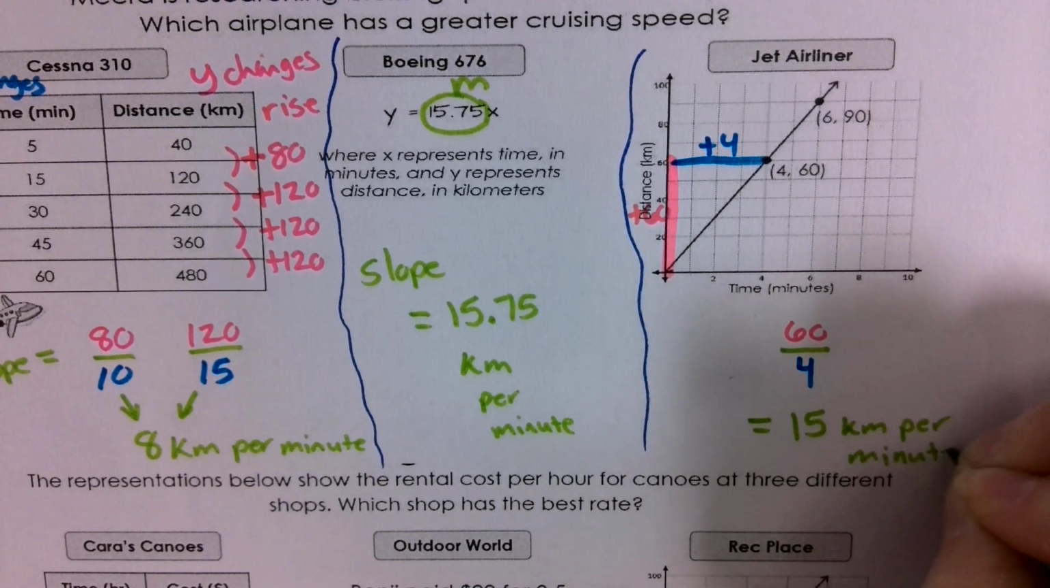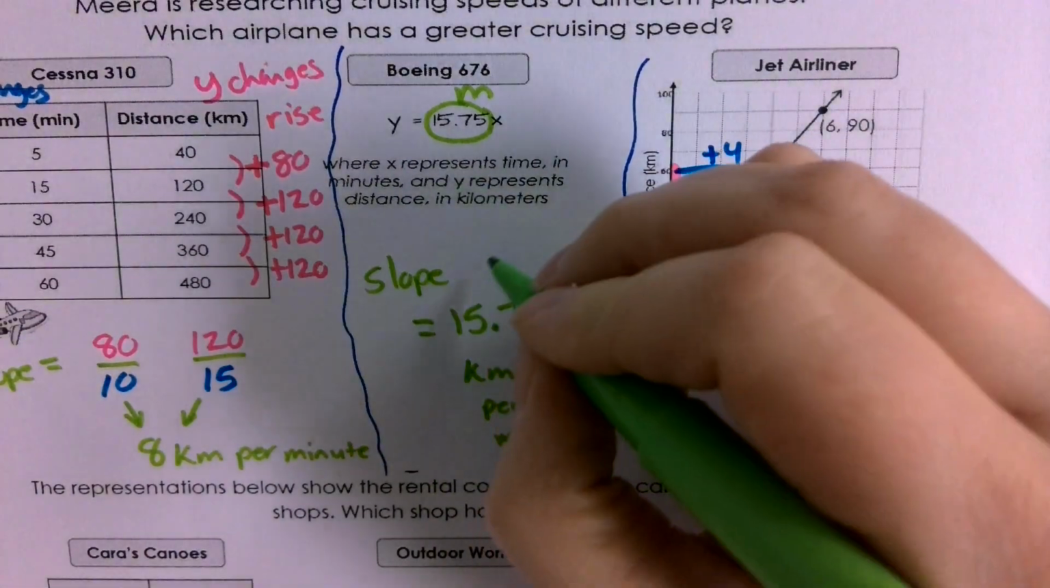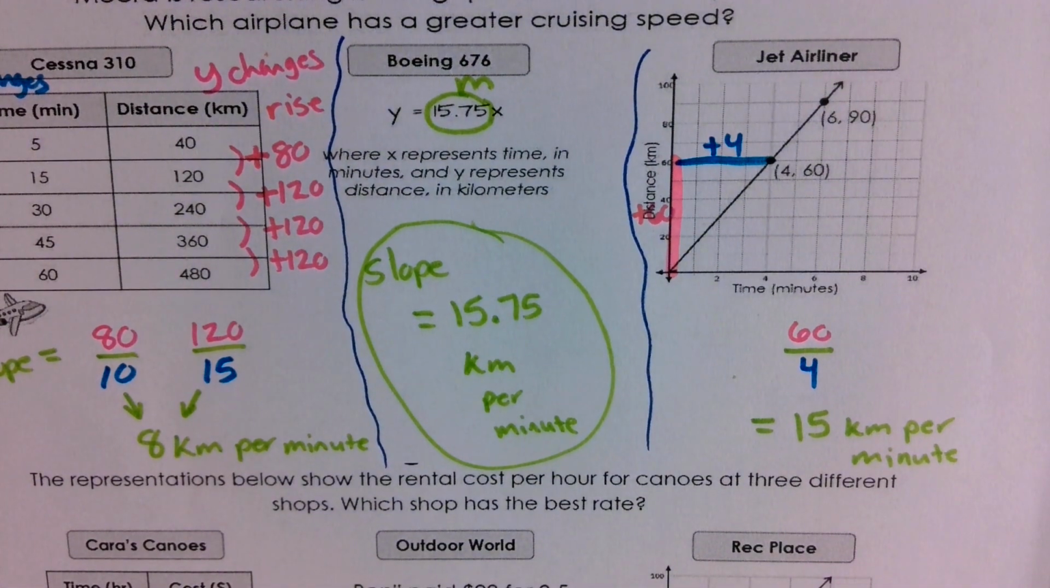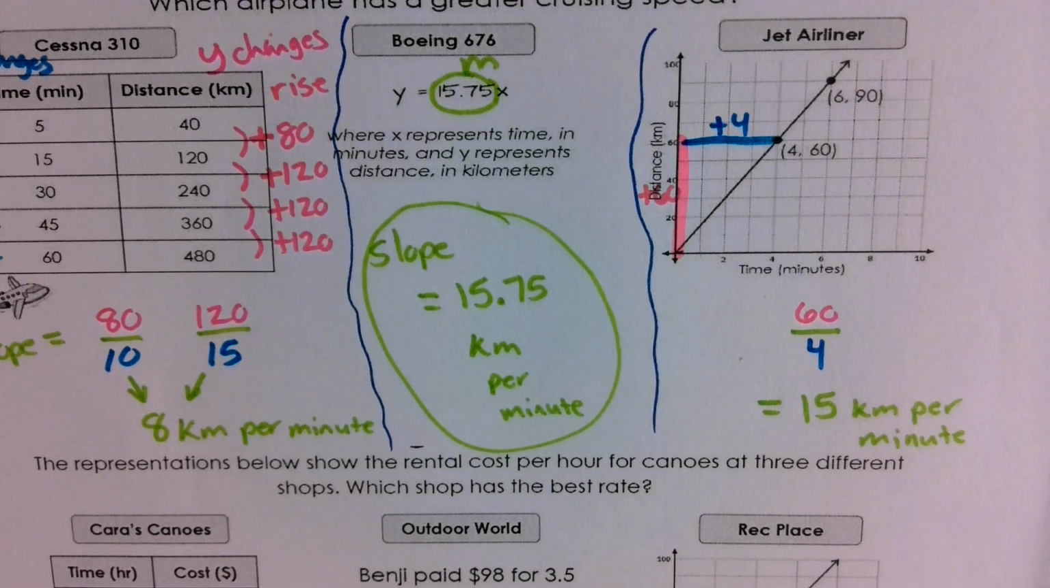So we want to know who's got a greater cruising speed. The Boeing, the middle one. The Boeing's got the faster cruising speed. Okay, I want you guys to go ahead and do the same thing for the second problem. Identify the slopes of each situation, but this time you're going to find out which shop has the better deal, the best rate, meaning the cheapest price. Go ahead and do that.